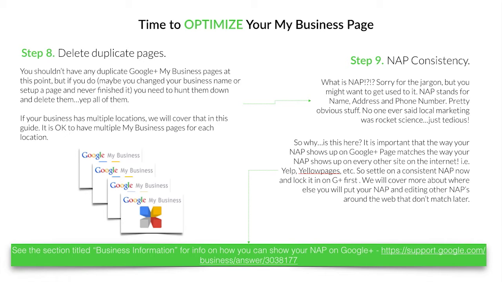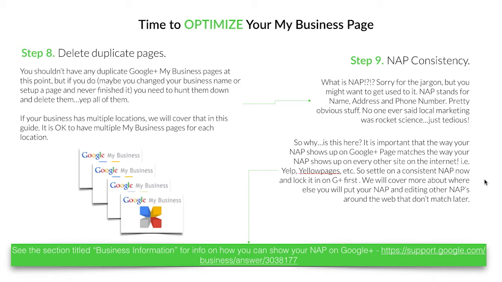If you have duplicate pages, delete them. This is pretty simple. Google doesn't want to see duplicate content. Easy enough. NAP consistency. What is NAP? It's a pretty common term you're going to hear in local SEO, so get used to using it. It means name, address, phone number.